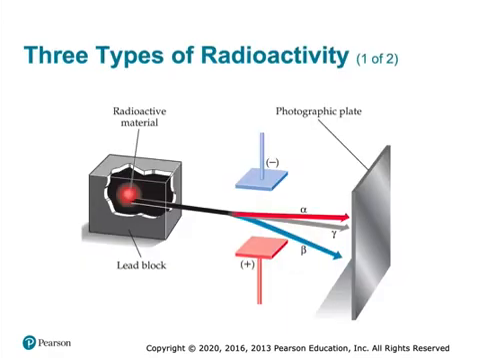So let's talk about the different types of radioactivity. There's alpha, beta, gamma.